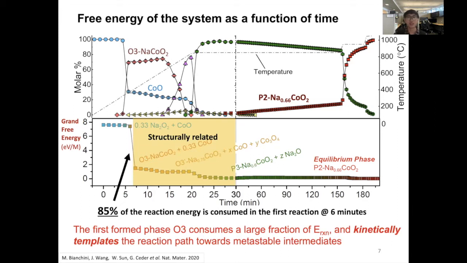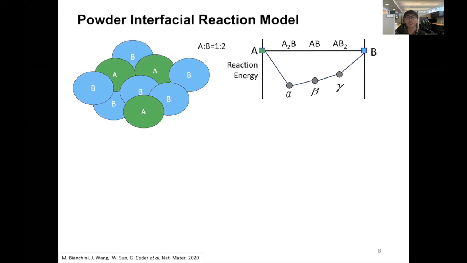The important message here is the early formation of O3 phase consumes a significant amount of reaction energy, and as the sodium content keeps decreasing to the target composition, O3 phase seems to bias the reaction pathway towards kinetically favored O3' and P3 instead of forming the ground state P2 directly. Why is the first formed phase O3?